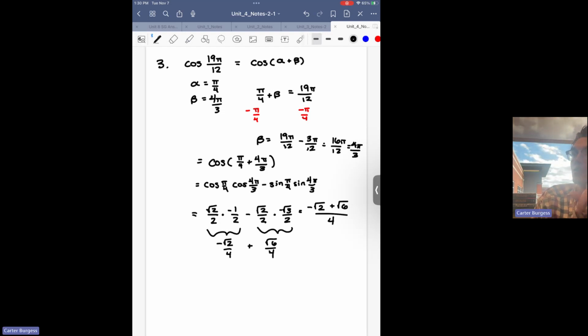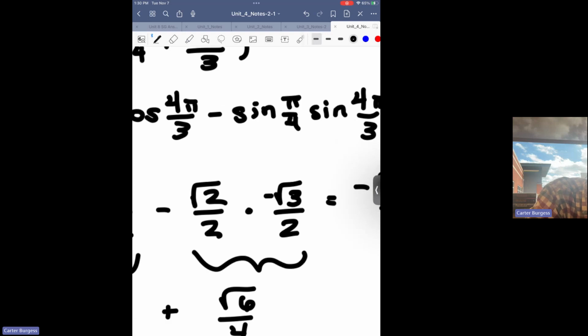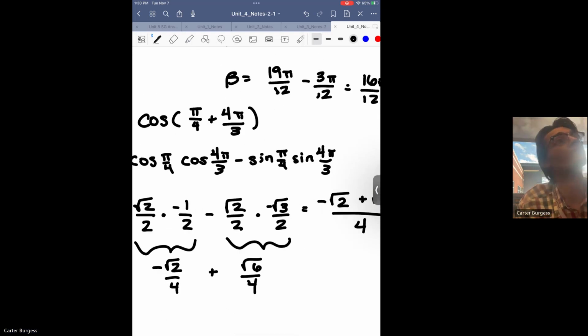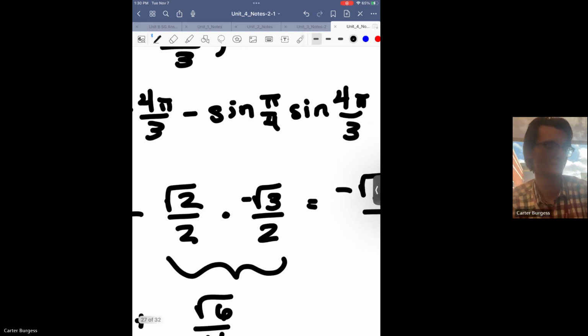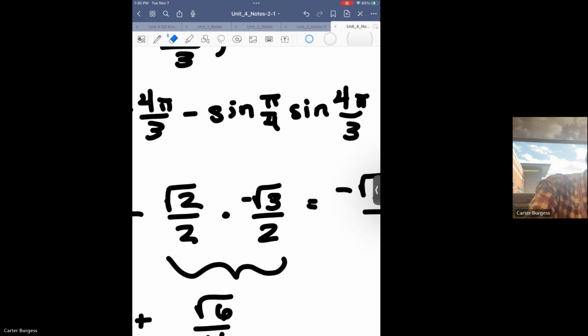Yeah, negative because what quadrant is 4 pi over 3 in? The third quadrant, exactly. So sine of a third quadrant angle would be negative. Yes, this is negative. It's not part of my square root. It's hard to see even when zoomed in. I'll address that. Negative.